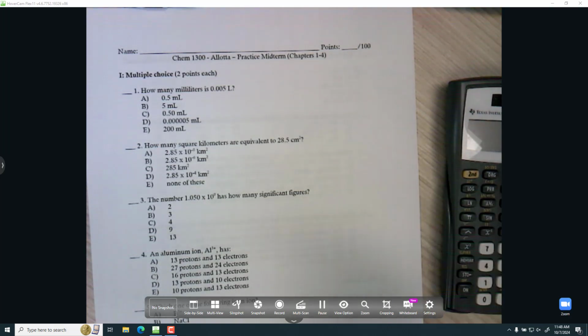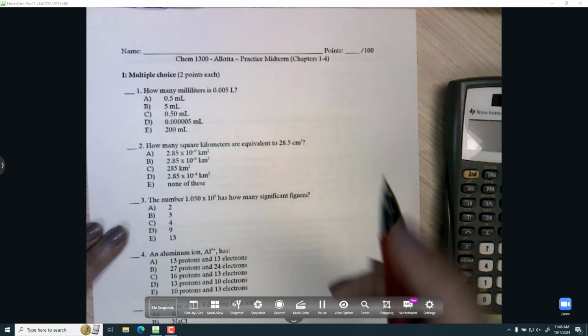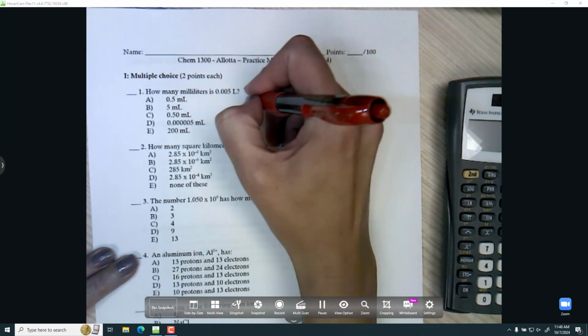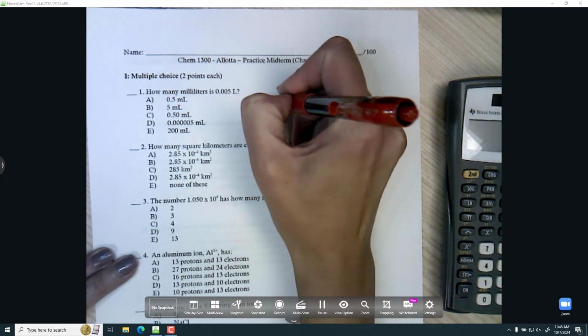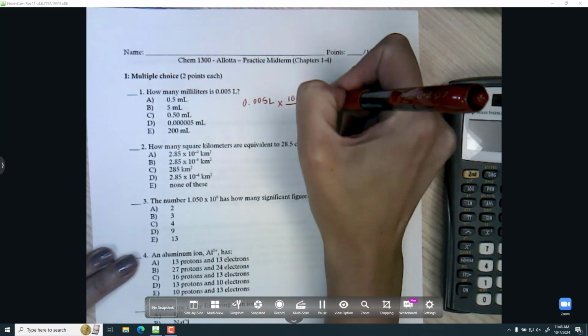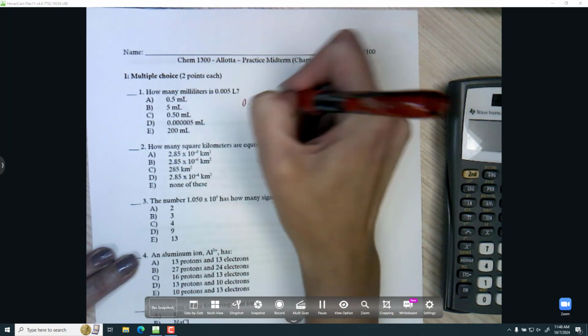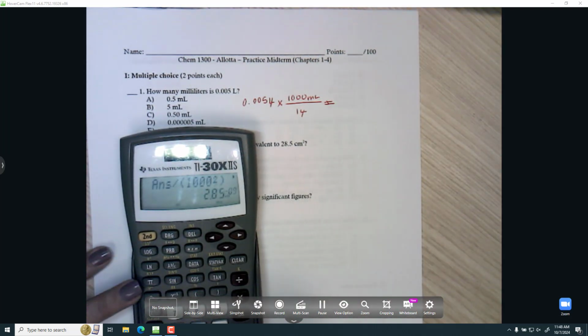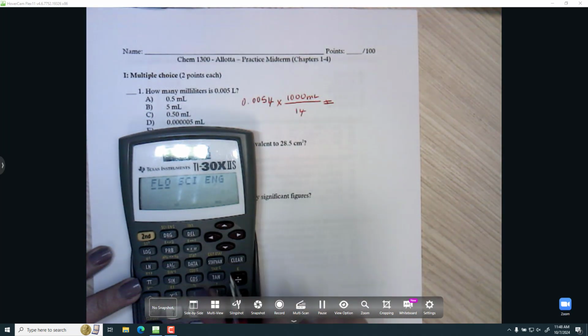All right, let's get going on our practice exam. So first up, we want to convert liters to milliliters. I can do that with a conversion factor, 1,000 milliliters per 1 liter. So I need to multiply by 1,000. The liters will cancel, and I will have 5 milliliters.